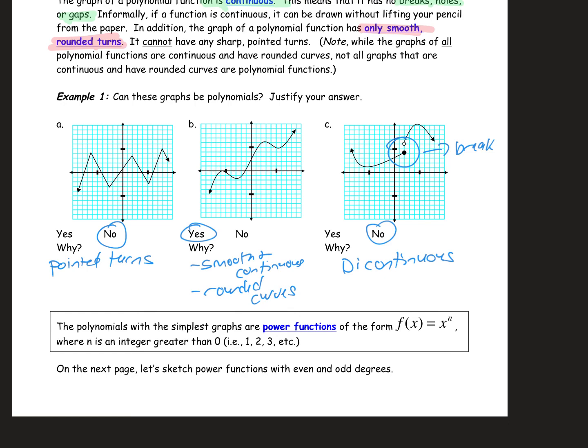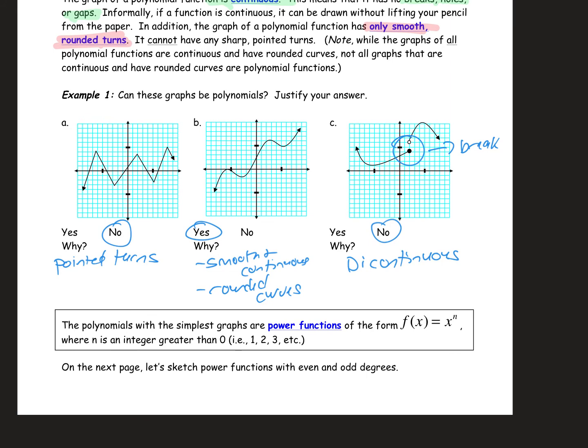The simplest graphs of polynomial functions are what are called power functions. And a power function is something of the form f of x is x to the n. So like x squared, x cubed, x to the fourth. And n has to be an integer greater than 0. So on the next page, we are going to look at power functions and make some conclusions about that. We will do that together in class.